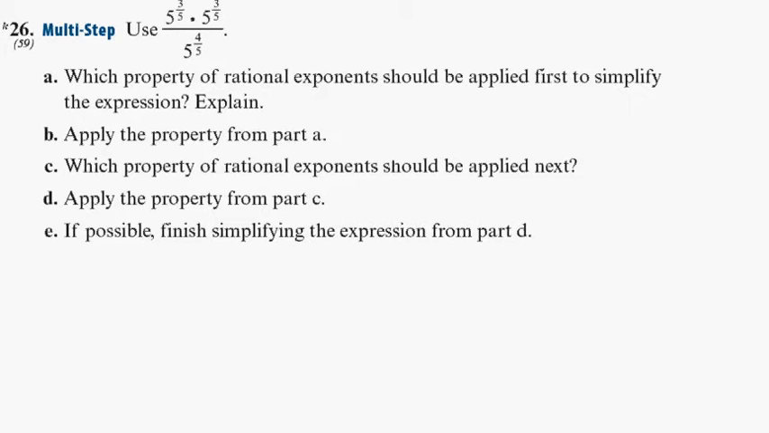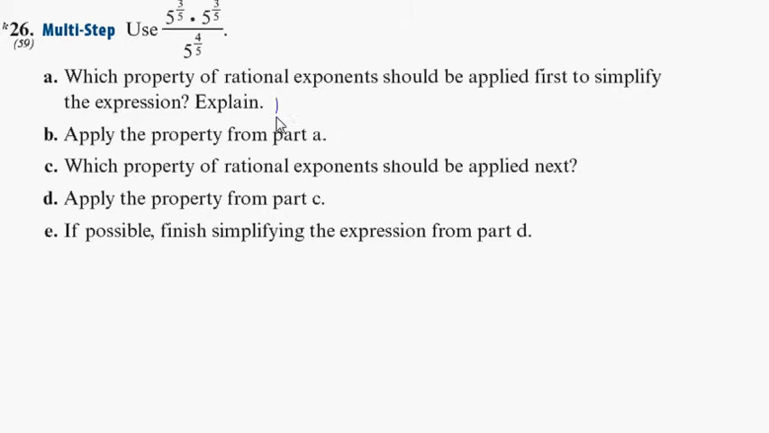I love these problems because if you follow the rules that you already know for exponents, you're going to get these right. So it's asking in letter A, which property of rational exponents should be applied first to simplify the expression? Explain.